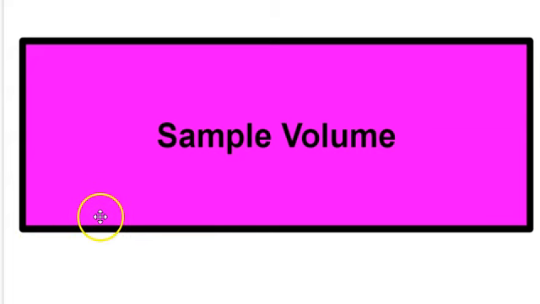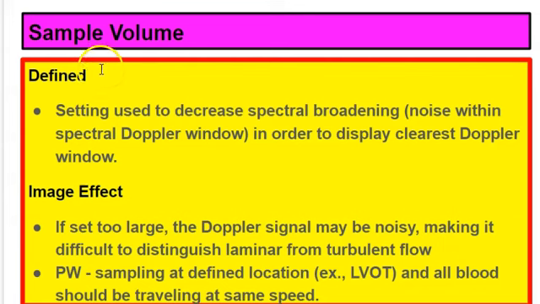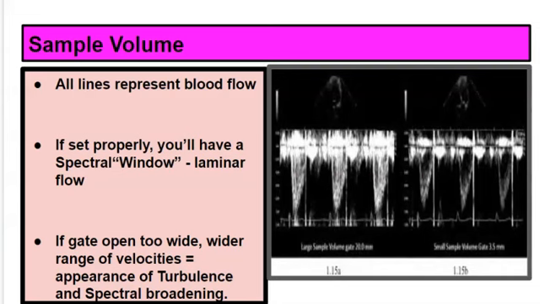Our sample volume, the definition of that would be a setting used to decrease spectral broadening, which is basically noise within our spectral Doppler window, in order to display the clearest Doppler window. The effect on our images: if set too large, the Doppler signal may be noisy, picking up too much blood flow, making it difficult to distinguish laminar versus turbulent flow. We do that by setting our sample gate, if you will, at a defined location, and all the blood within that gate should be traveling at the same speed.